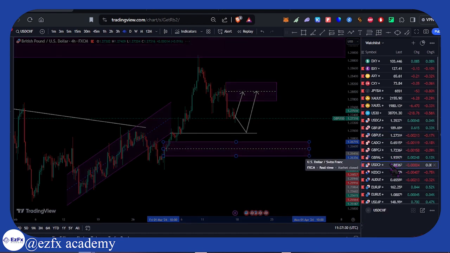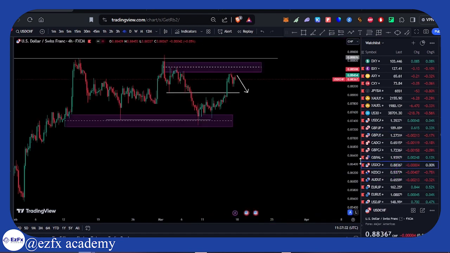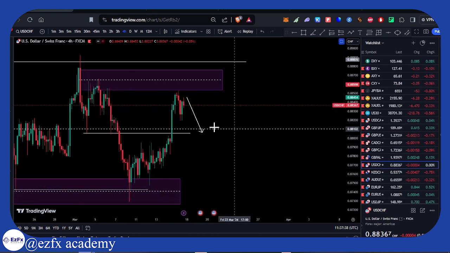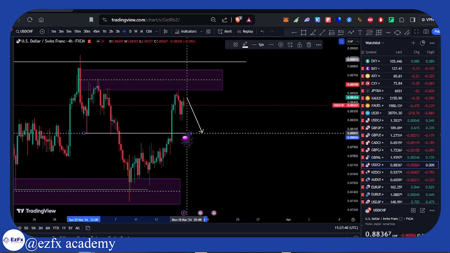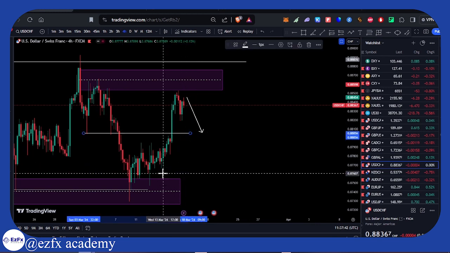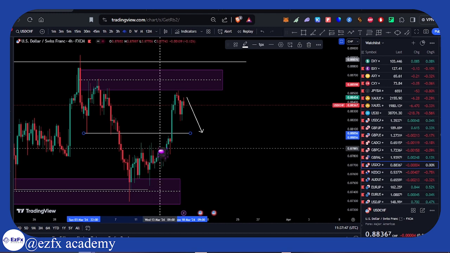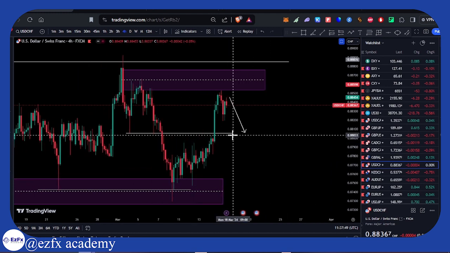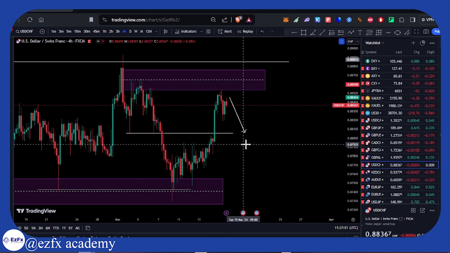All right, next up, let's look at USD CHF. I believe this is quite explanatory. I'll be expecting a level of weakness on USD CHF at least up to this point, which is 0.88056.